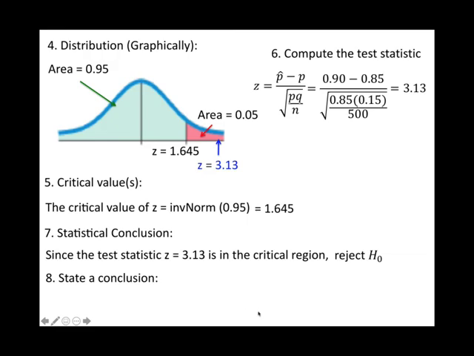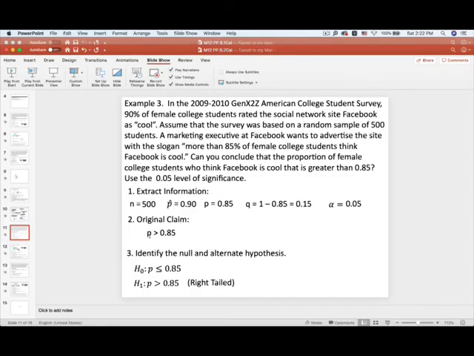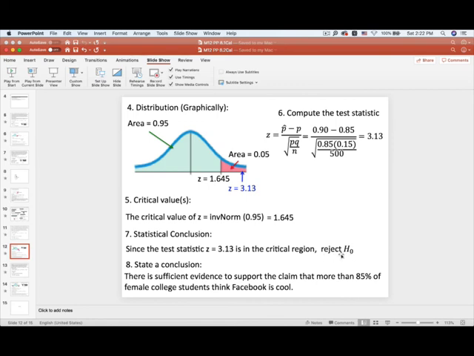Okay, conclusion. Same thing. We have the original claim in the alternate hypothesis, so either number 3 or number 4 conclusion. And then we have the reject, so it's going to be number 3 conclusion. There is sufficient evidence to support the claim that more than 85% of the female college students think Facebook is cool.